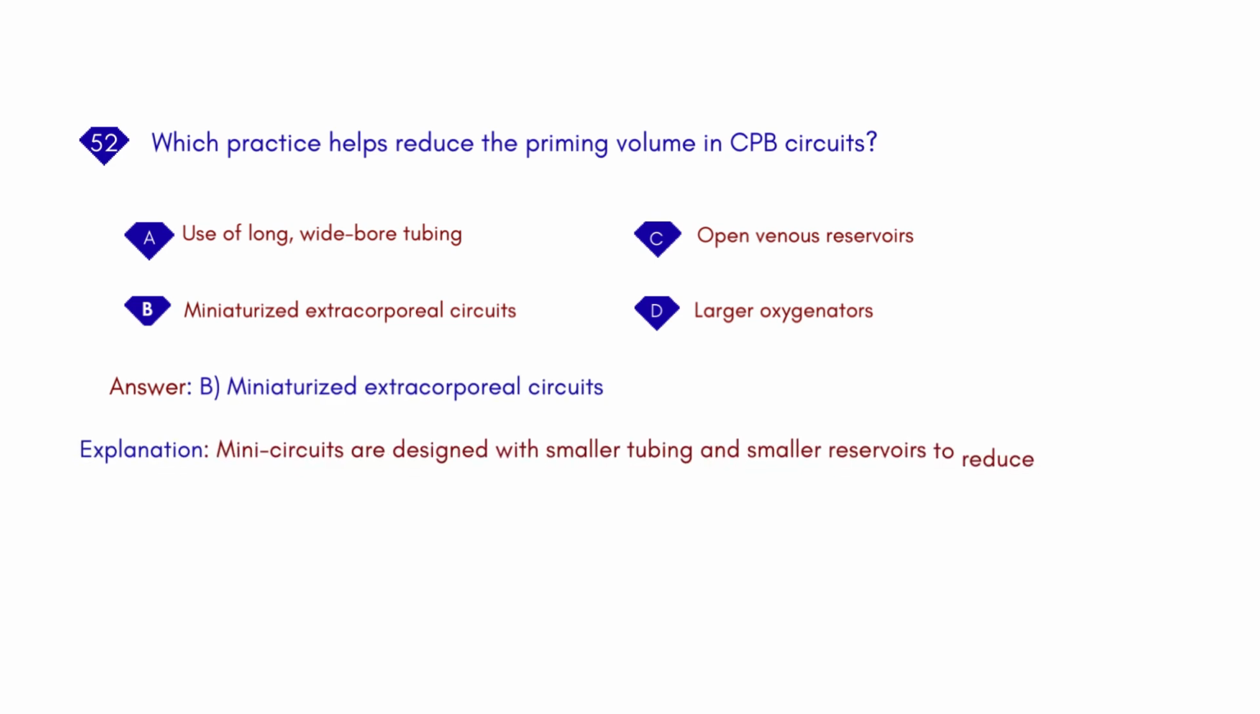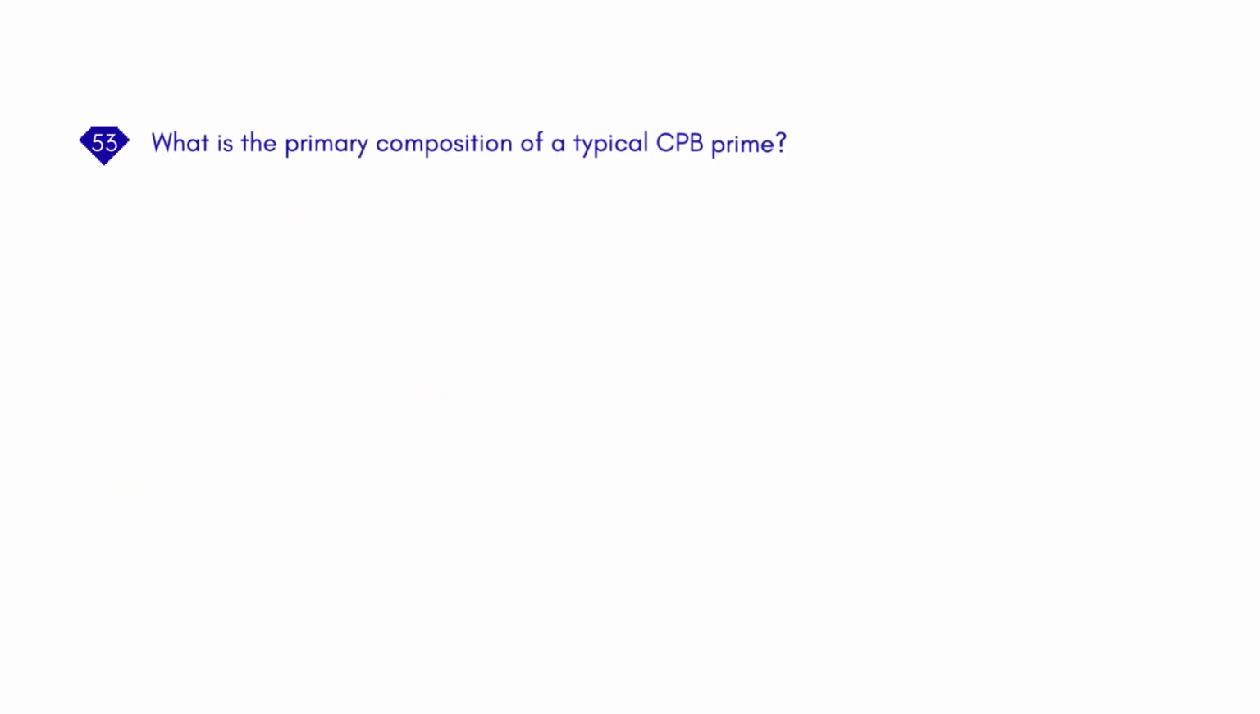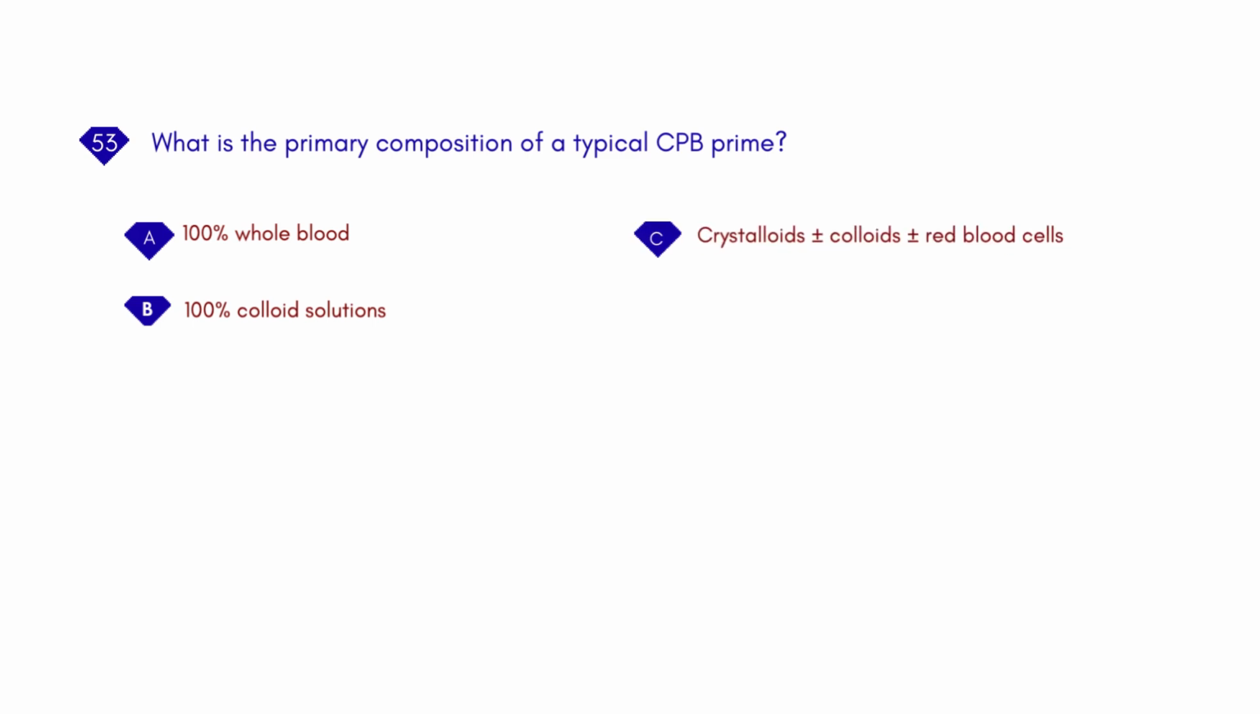Explanation: Mini circuits are designed with smaller tubing and smaller reservoirs to reduce priming volumes, thereby limiting hemodilution and preserving hematocrit. What is the primary composition of a typical CPB prime? A. 100% whole blood. B. 100% colloid solutions. C. Crystalloids plus or minus colloids plus or minus red blood cells. D. Fresh frozen plasma. Answer: C. Crystalloids plus or minus colloids plus or minus red blood cells.